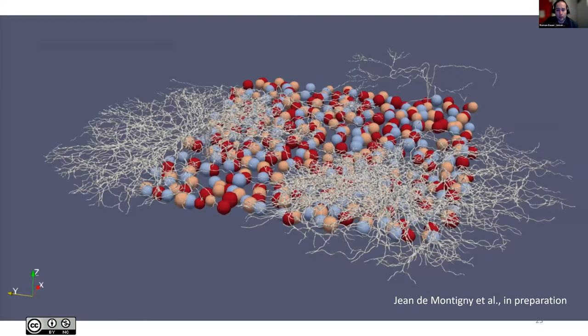So here you see a larger system where we have, again, neurons of different types, and these neurons grow out. Again, they're dendrites and axons, and create quite complex structures. And we need computational modeling in order to better understand those systems. How do these systems arise?